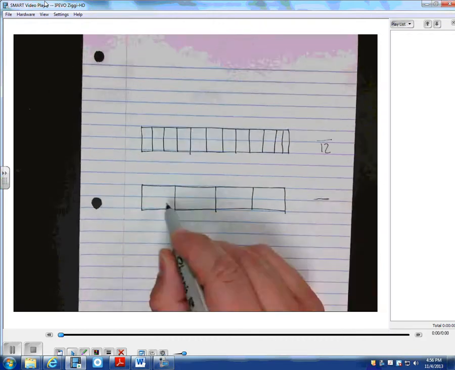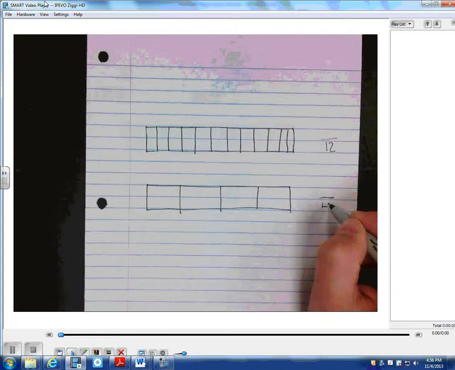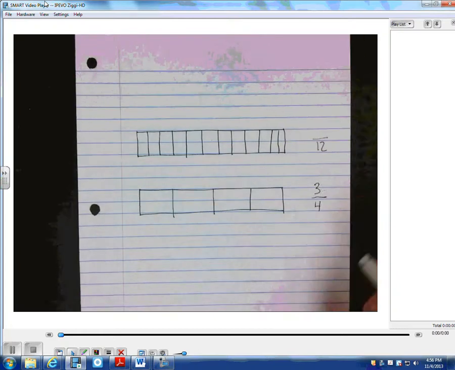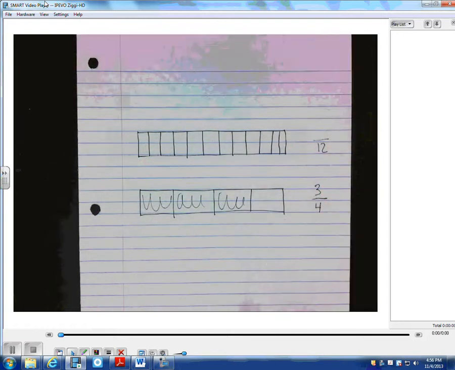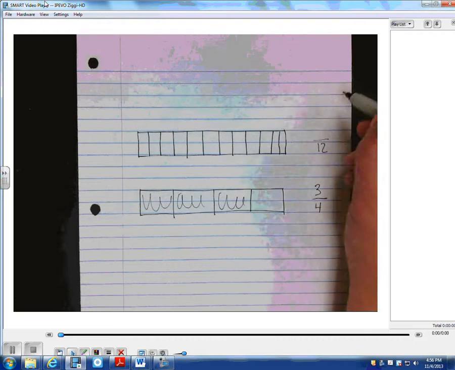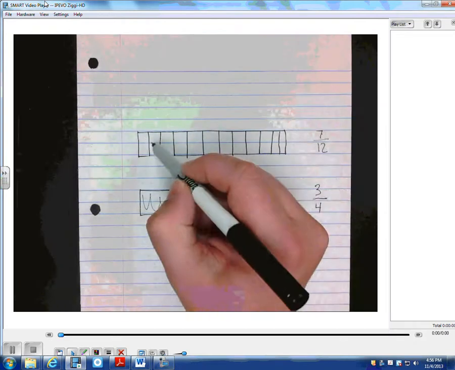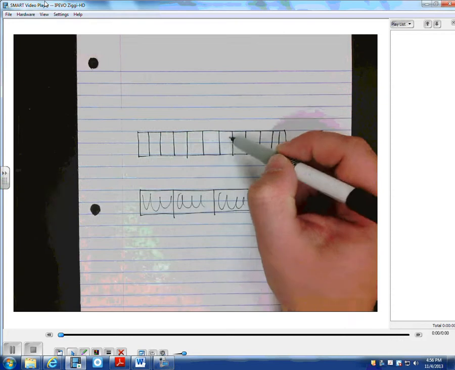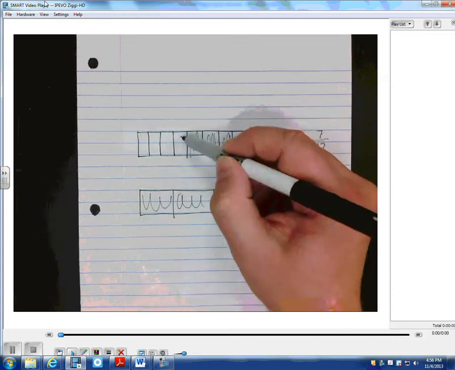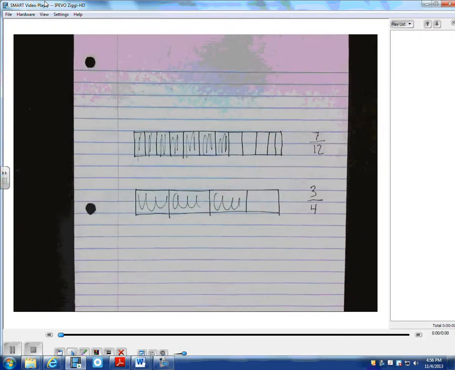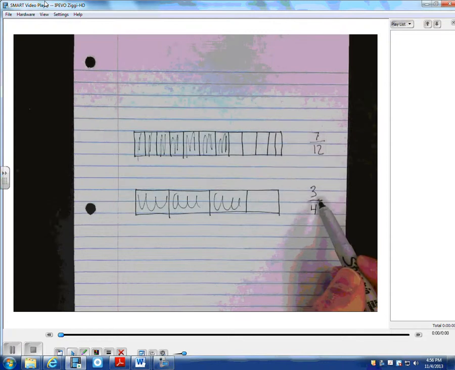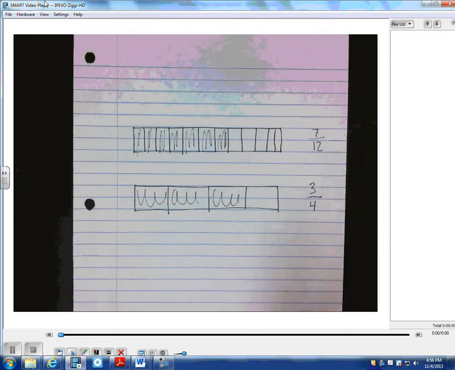Okay, so down here I split it into 4ths. So I know this one I need to have 3/4. So I need to color in 3. 1, 2, 3. Okay, for my 12ths I need to color in 7. So 1, 2, 3, 4, 5, 6, 7. Okay, so I can visually see, I can look at that picture, and I can determine that 3/4 is greater than 7/12.